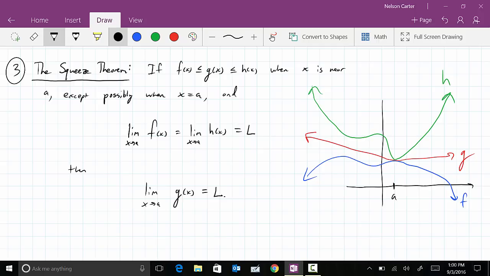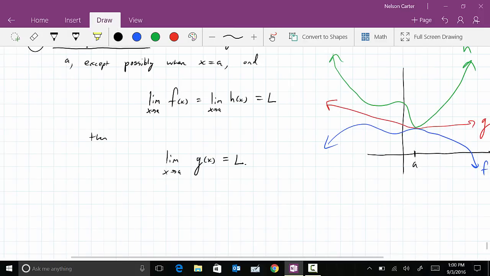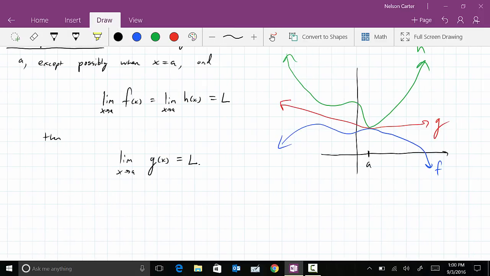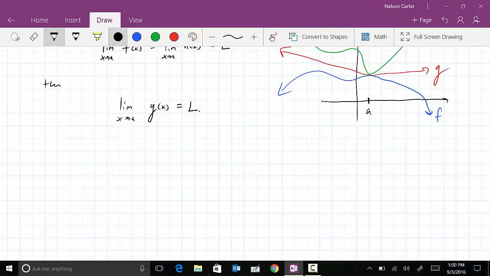It's like f and h are both forcing g to become equal to that same thing. That's what the squeeze theorem basically says. So let's look at an example that highlights this. This is kind of the canonical example to show this.